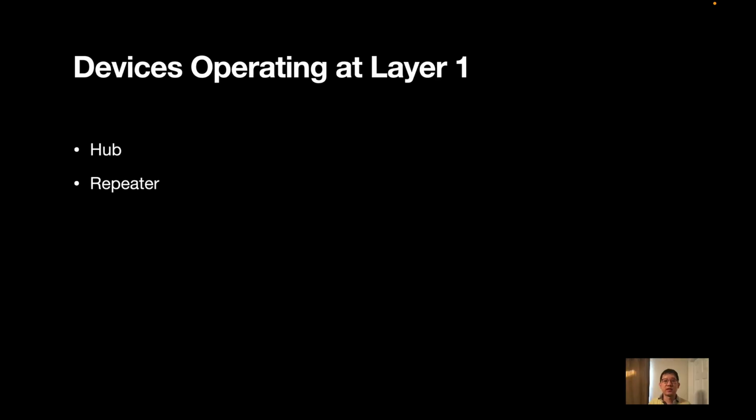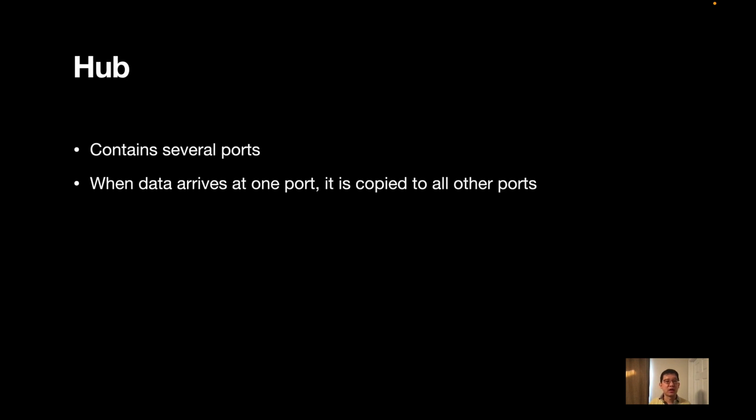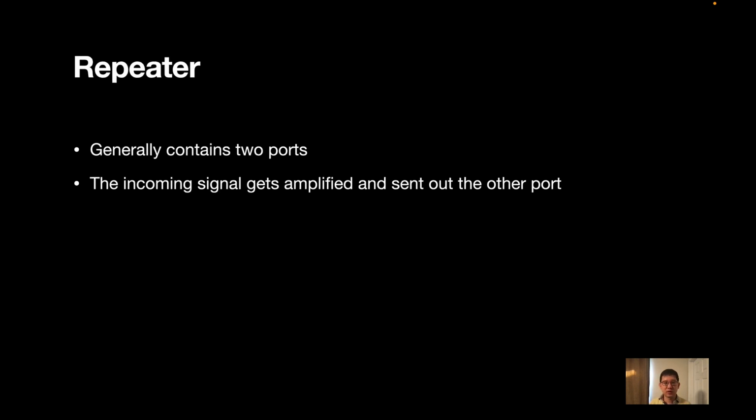There are several devices that operate at layer 1. One is called the hub, and the other is called repeater. A hub contains several ports, and when data arrives at one port, it is copied to all other ports. Now, a repeater generally contains two ports, and the incoming signal gets amplified and sent out the other port, and that is to extend the range of the signal.